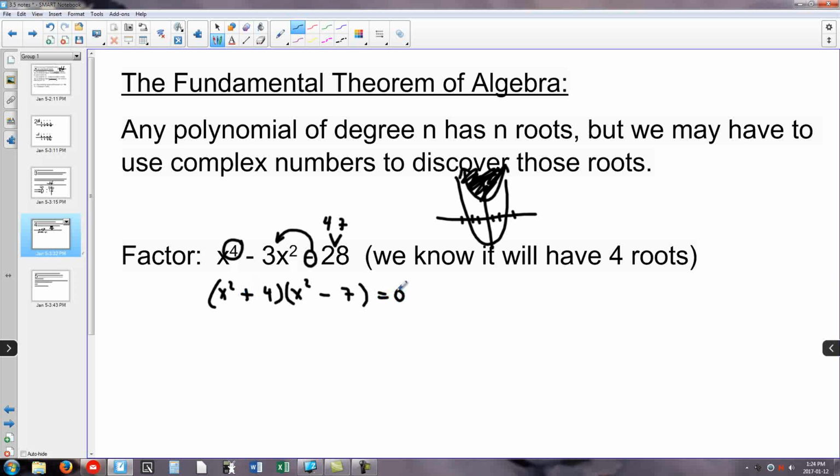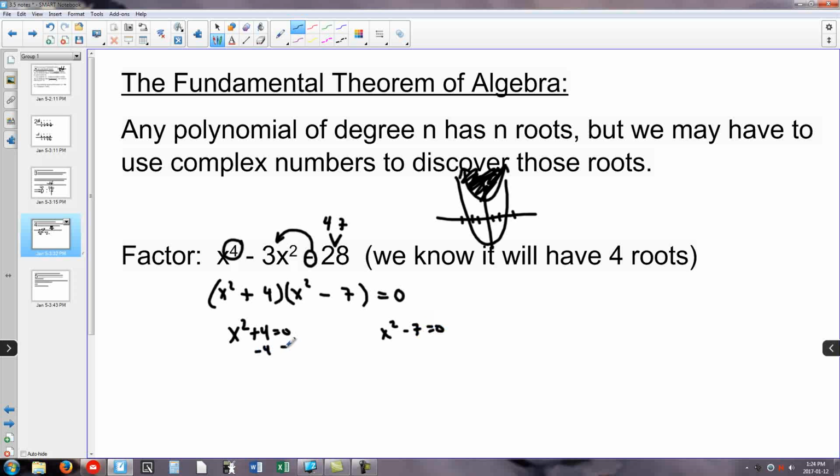Now I want to know what makes this 0. Now this is factored completely because, what do I do? I can't do a sum of squares, and this is a difference of squares, but the 7 doesn't have a square root. So what we're going to do is take each of these, x squared plus 4, and let it be 0, and x squared minus 7, and let it be 0.